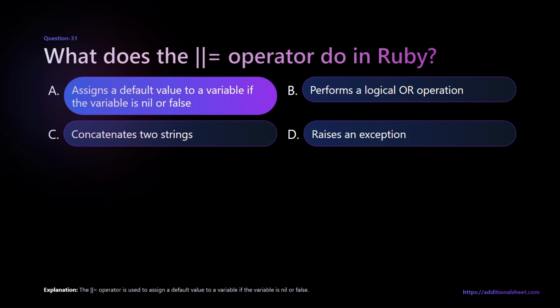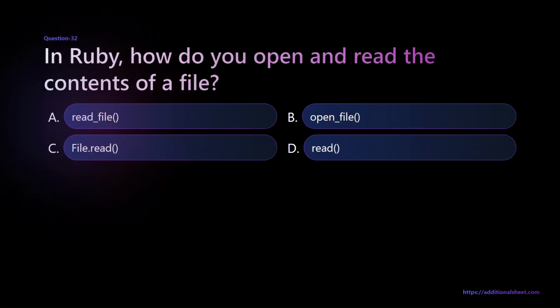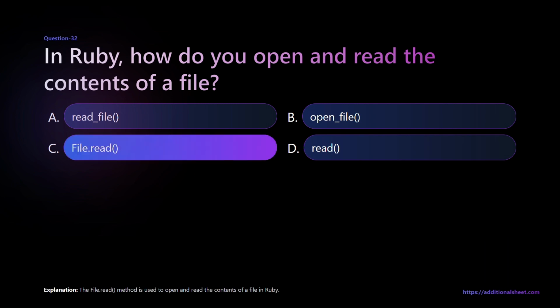In Ruby, how do you open and read the contents of a file? Option A, read_file. Option B, open_file. Option C, File.read. Option D, read. The correct answer is option C, File.read.